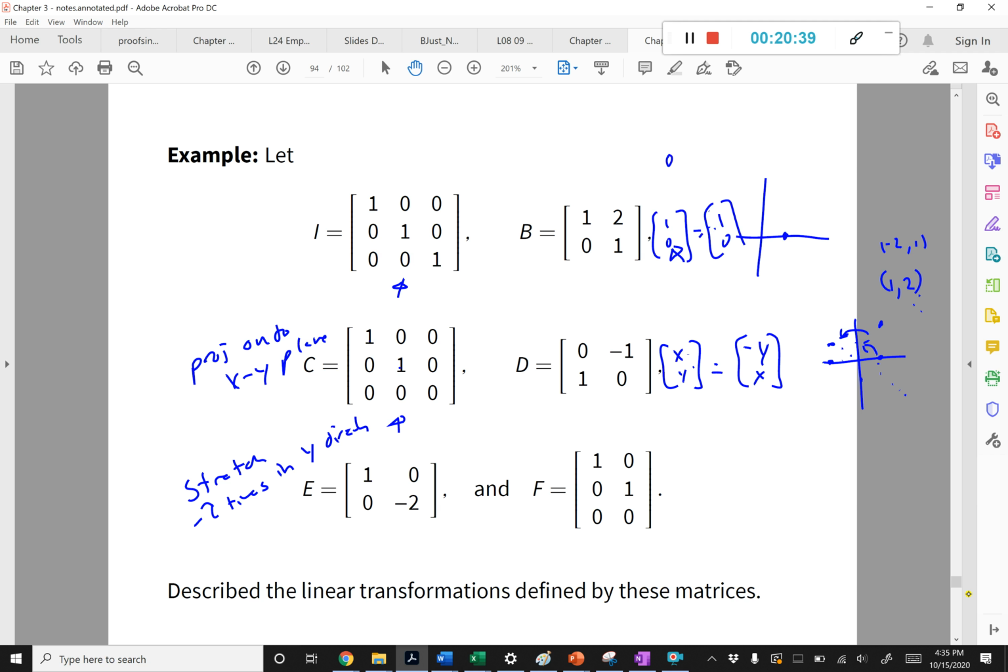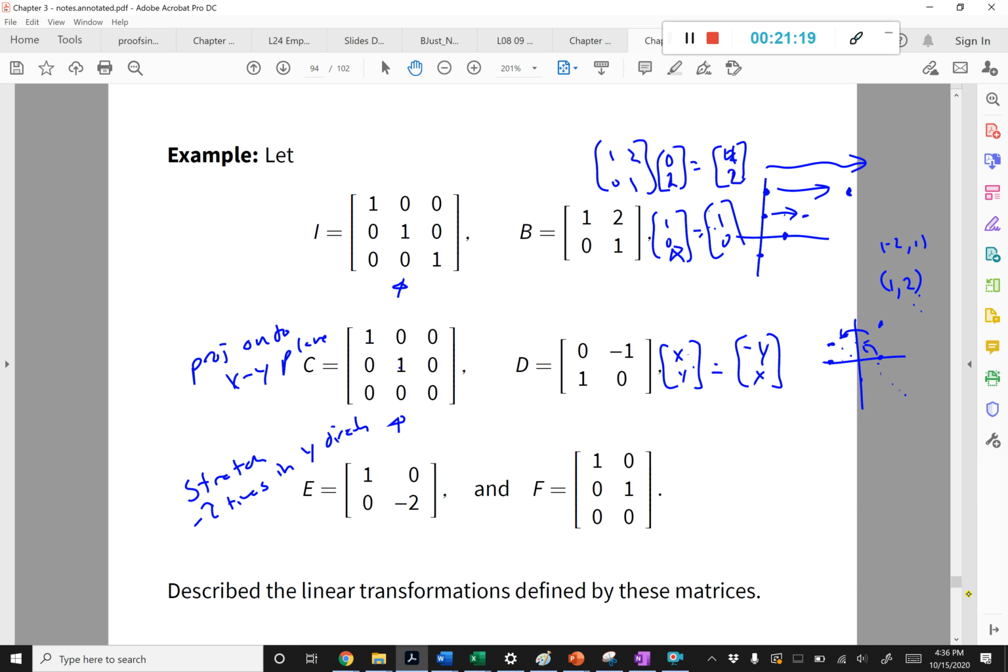So what about 0, 1? Then that means I go to 2, 1. So this point goes to that point. And if I started at 0, 2, then I would end up at 4, 2. So that ends up at this point. So I'm pushing things this way. I'm shearing it that way.